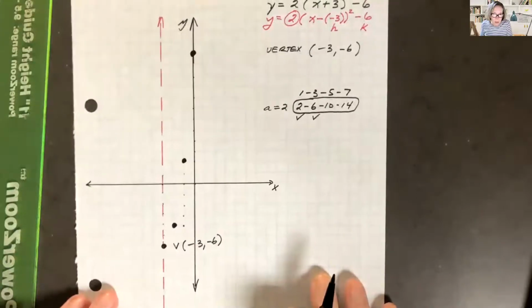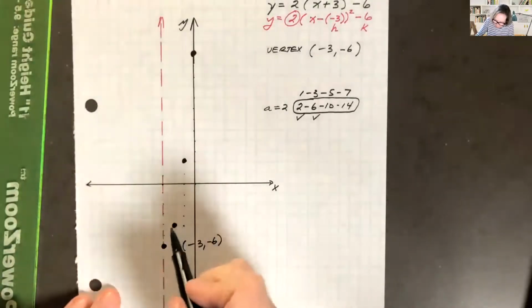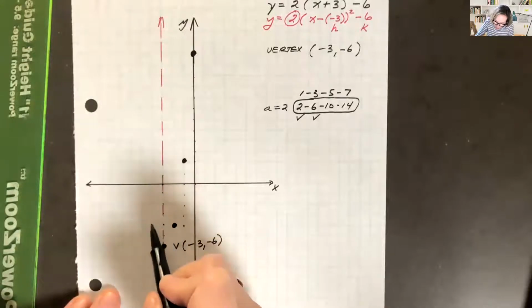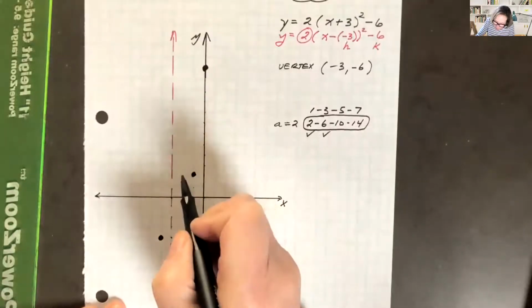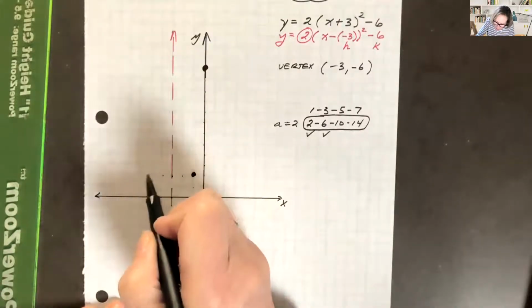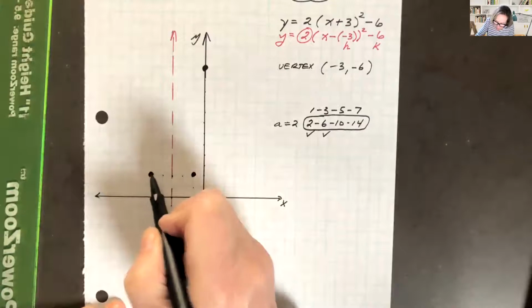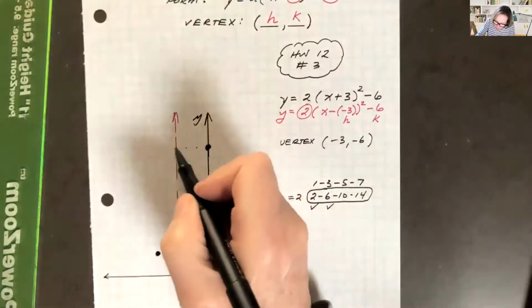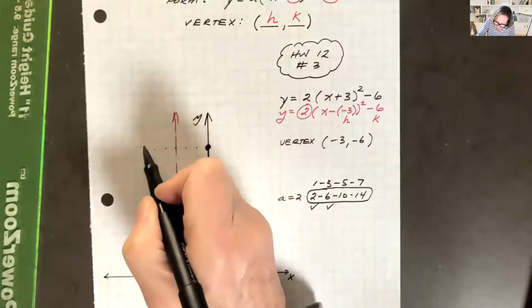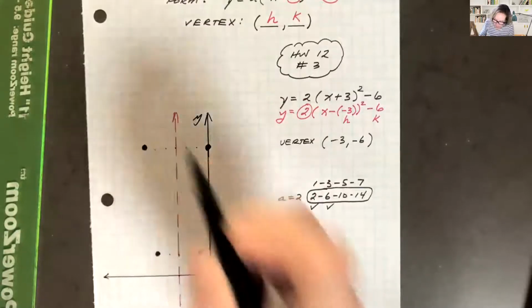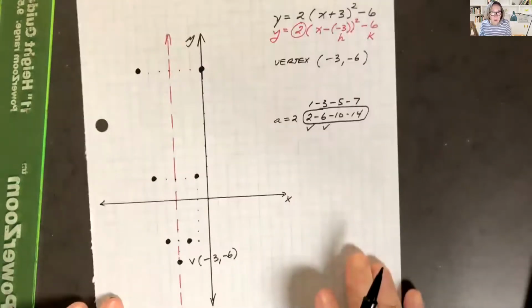And now I'm going to reflect those across the axis of symmetry. With this point, I'm 1 to the right of the axis, so I go 1 to the left to reflect it. With this point, I'm 2 to the right, so I go 2 to the left. And with this point, 1, 2, 3 to the right, 1, 2, 3 to the left for the reflection. And then I'm going to connect those for a smooth curve.